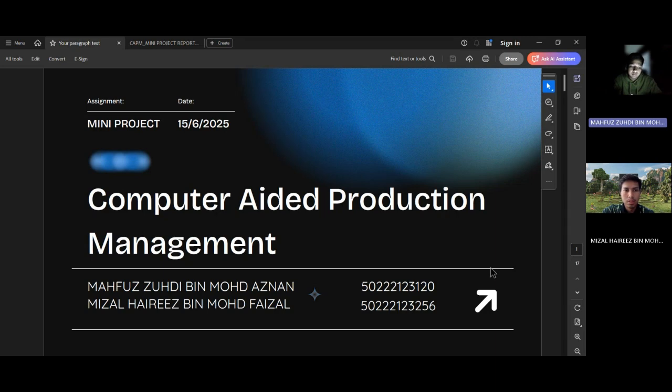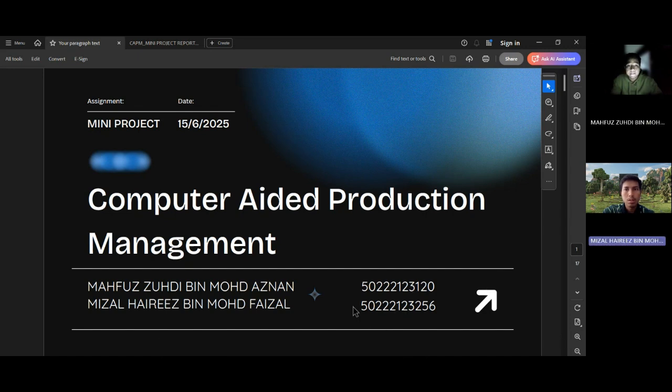Today we will present our computer-aided production management mini project on parallel processing and assembly station simulation. We extended lab scenario 3 by adding part D and analyzing system performance through theoretical calculation and cross simulation. In the next 10 minutes, we will cover our system design, theoretical analysis, simulation result, and improvement recommendation. Next, I will pass to my partner, Mizal.